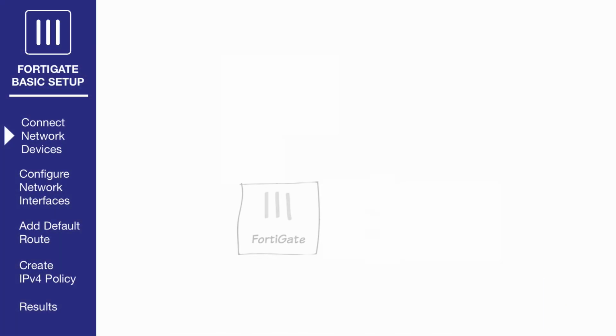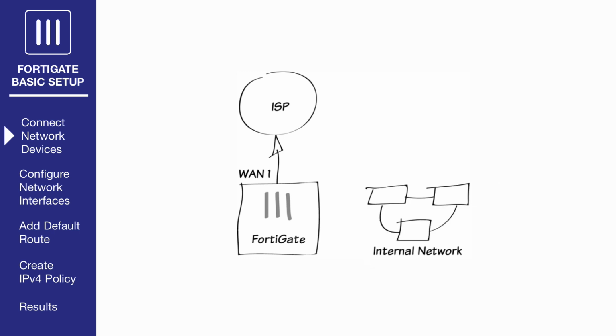First, you'll need to connect your FortiGate into your network setup. Connect the FortiGate's internet-facing interface, usually WAN1, to your ISP-supplied equipment, and connect a PC to the FortiGate using an internal port, usually port 1. Power on the ISP equipment, the FortiGate unit, and the PC that is now on the internal network.